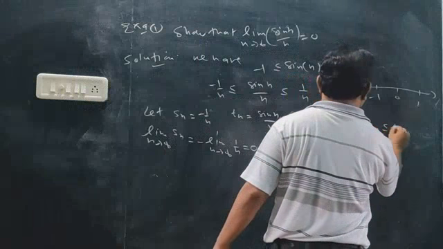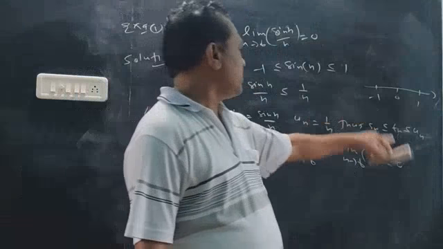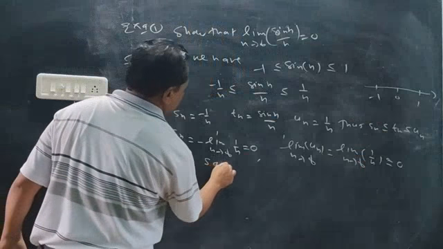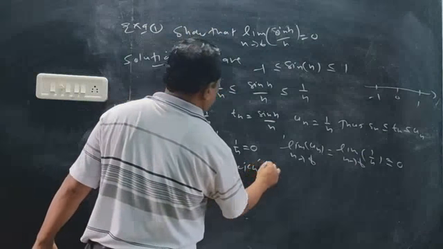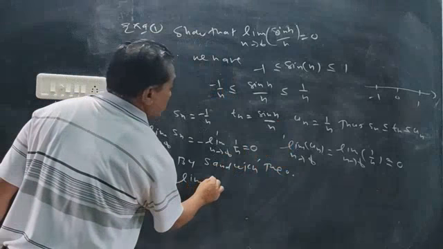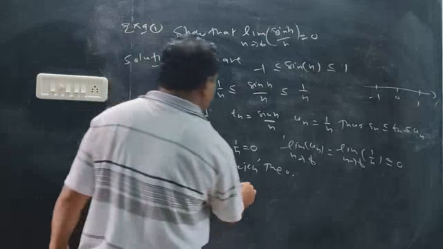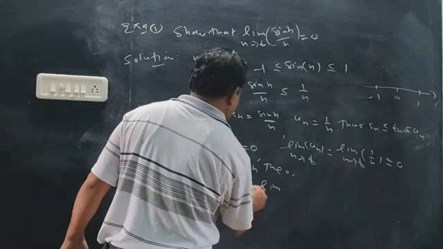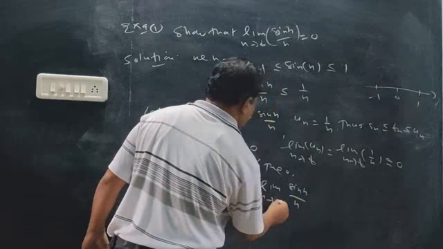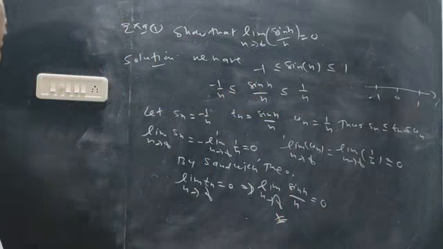Yes, Tn lies between Sn and Un. So the limit of Sn is 0, the limit of Un is 0, so the limit of Tn is 0 by the sandwich theorem. So the limit of Tn, which is the limit of sin n upon n as n tends to infinity, is also 0. So this is the sandwich theorem: it lies between two values.